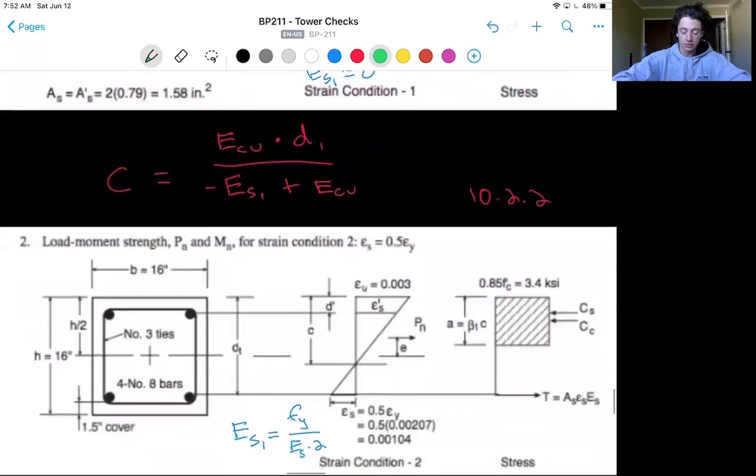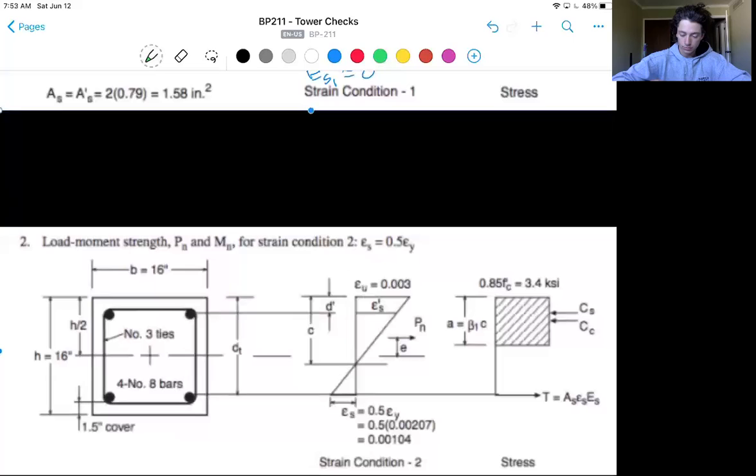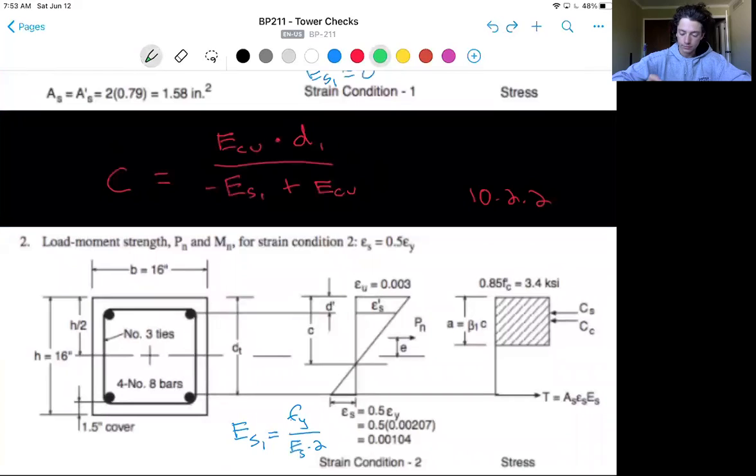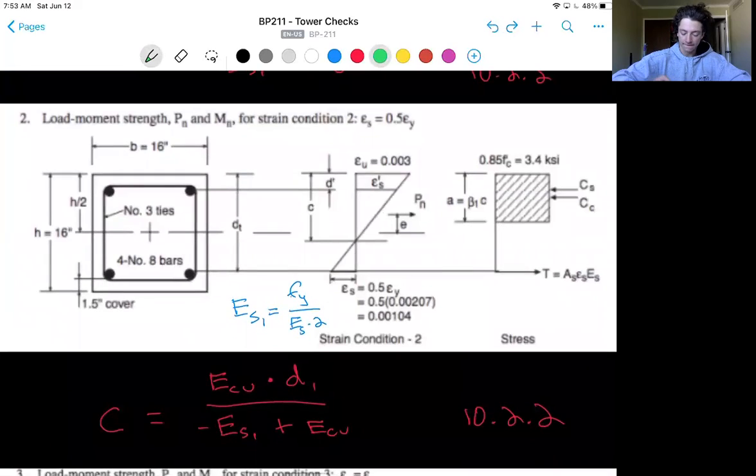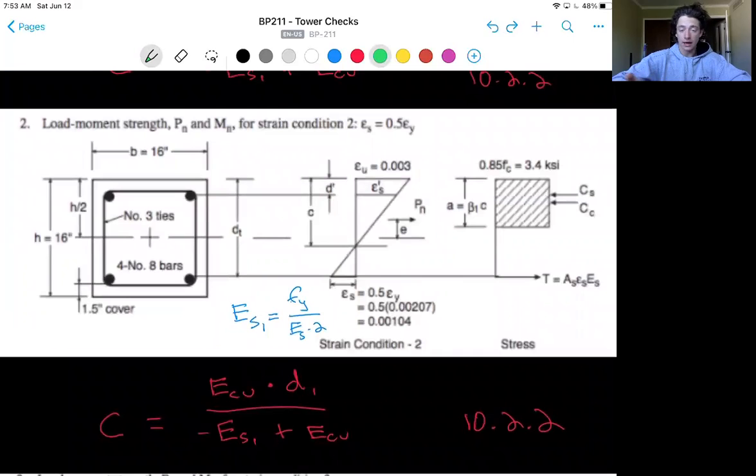So in condition 2, the bottom steel strain is half the yield strain. In this case, we can calculate the yield strain as yield stress over elastic modulus and then divide by 2. And then we'll use the same strain compatibility equation rearranged to calculate c, and then go through the same equations after calculating c to get back to axial capacity and flexural capacity.